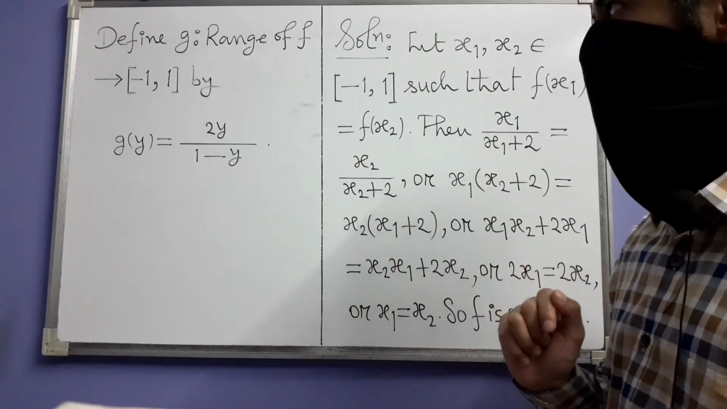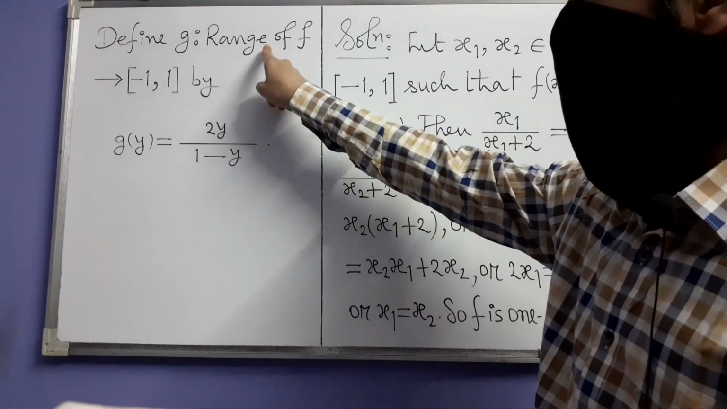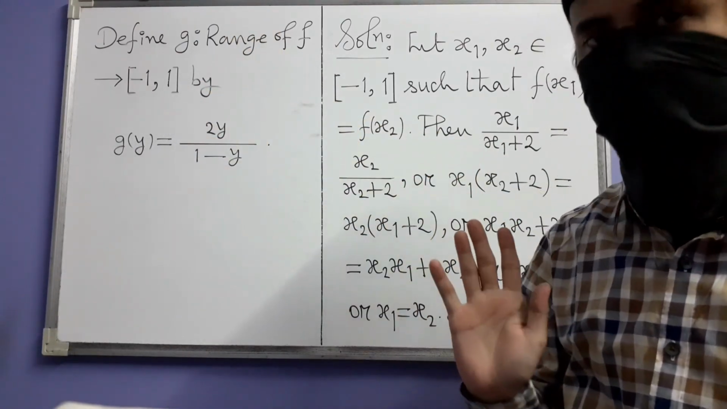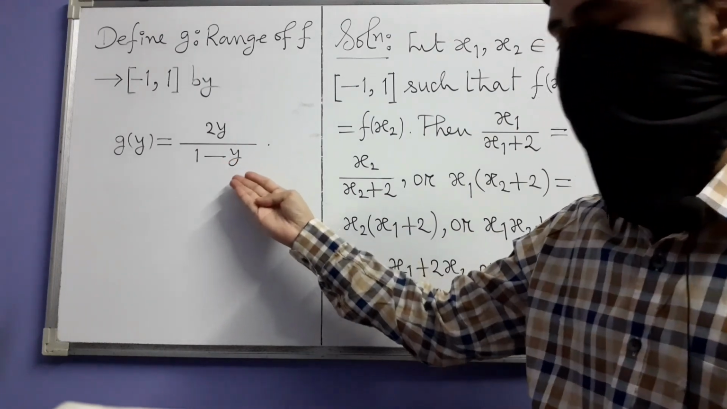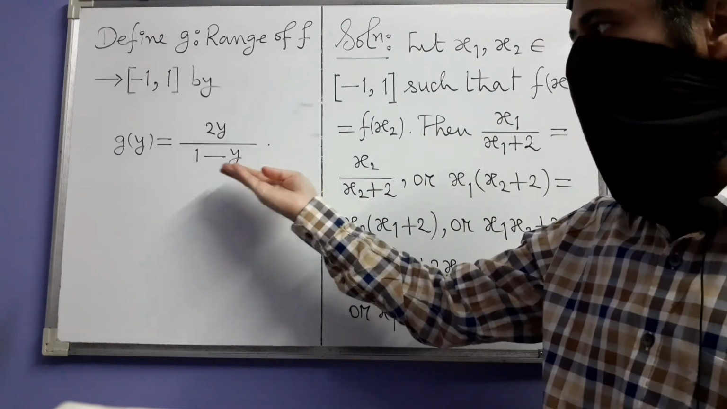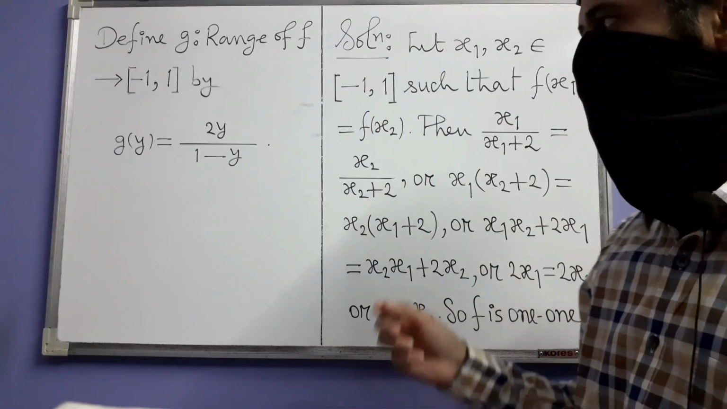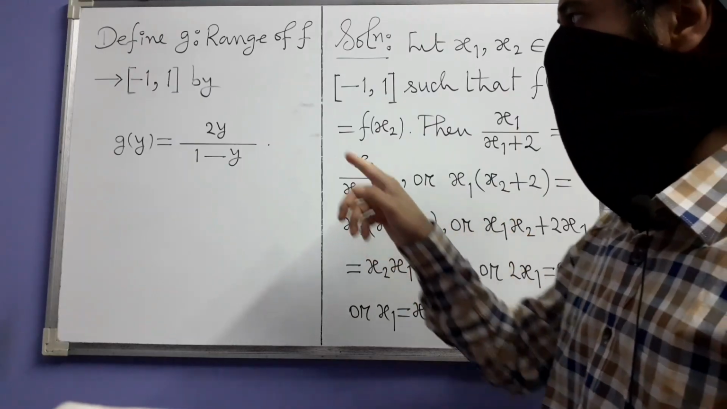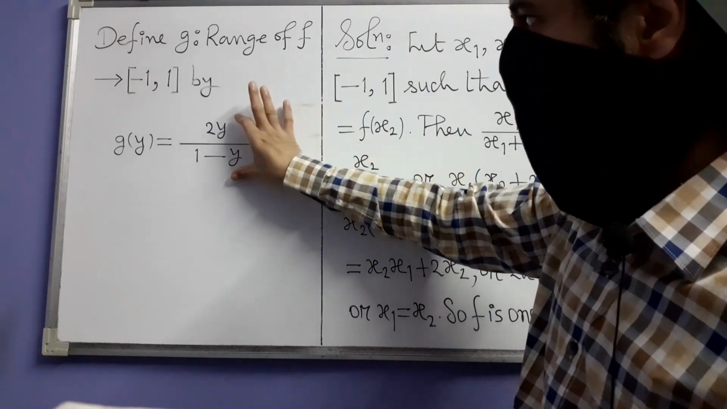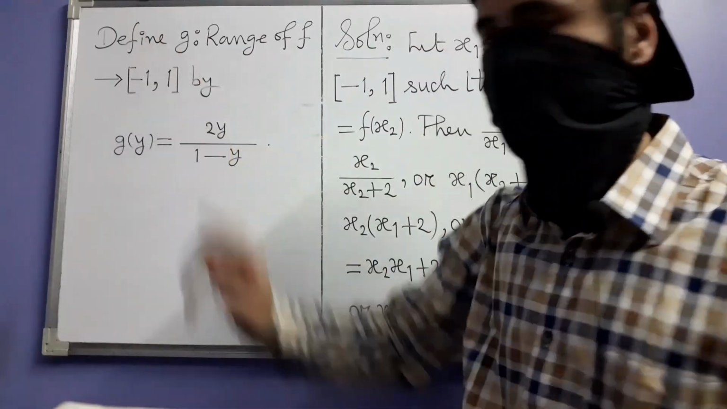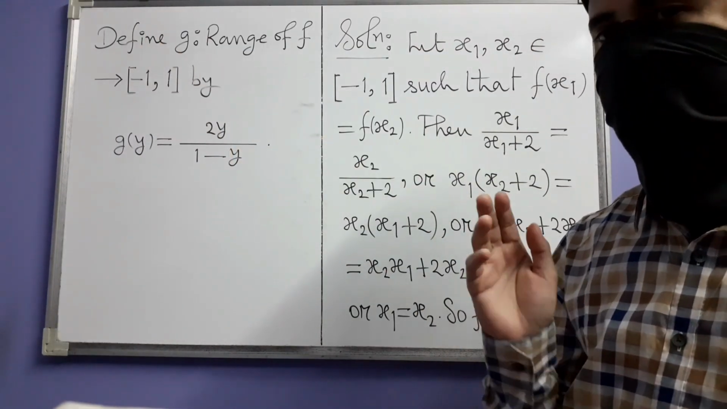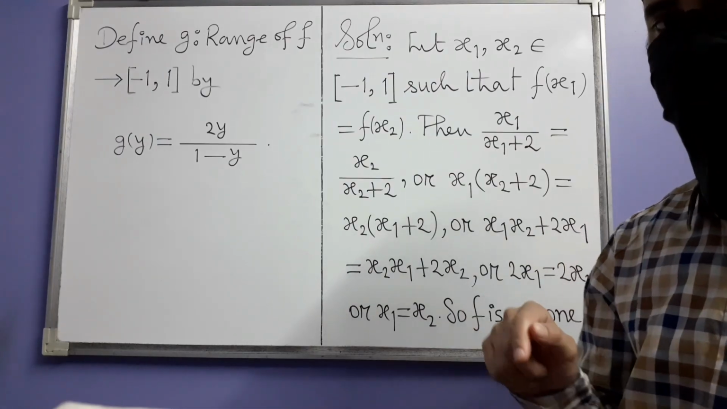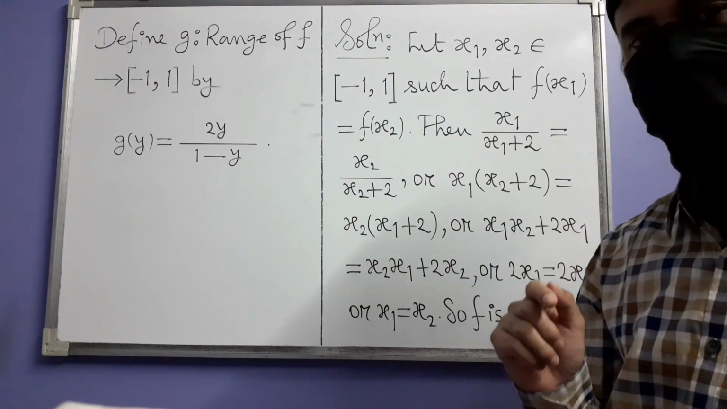The first thing is that for any y coming from the range of f, which is the domain of g, y should not be equal to 1, because if y is 1, then you have 0 in the denominator, and that will not allow you to calculate g of y. So 1 should not belong to the range of f. That is the first thing. And the second thing is that for any y in the range of f, this real number should lie in this interval between -1 and 1. Only then can you say that g is really a function, that g is well defined. And then you have to show that g is actually the inverse of f.